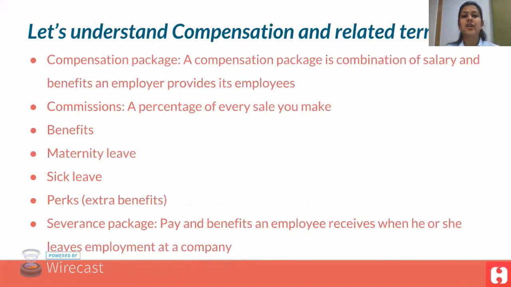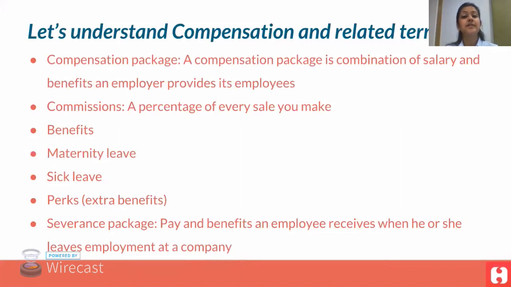Now let's understand compensation and some related terms to compensation. Now a compensation package is a combination of salary and benefits that an employer provides to its employees. So the salary, your basic salary, along with some other benefits. Now these benefits can be your retirement plans, insurance policies, your health insurance, etc.